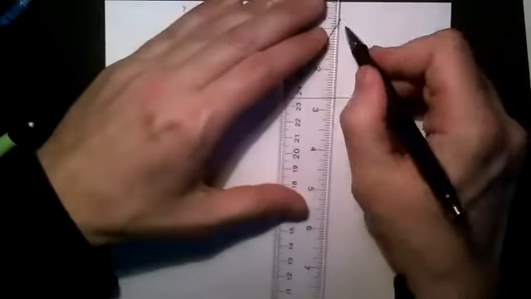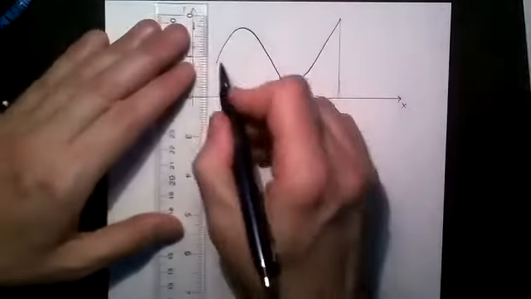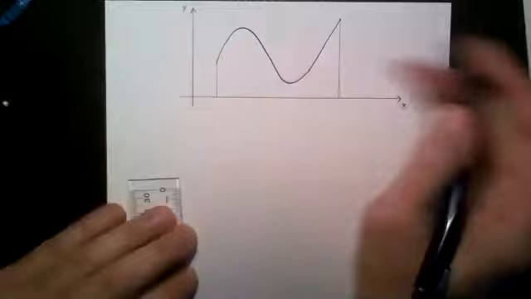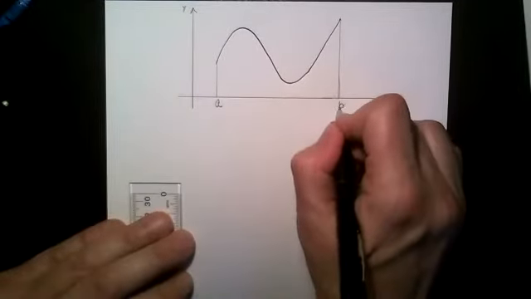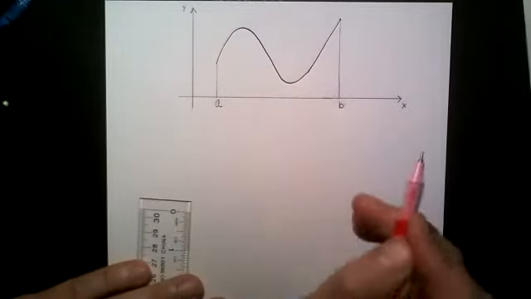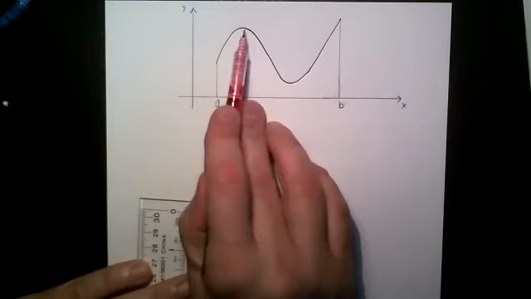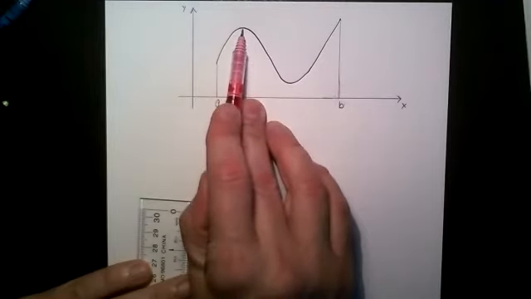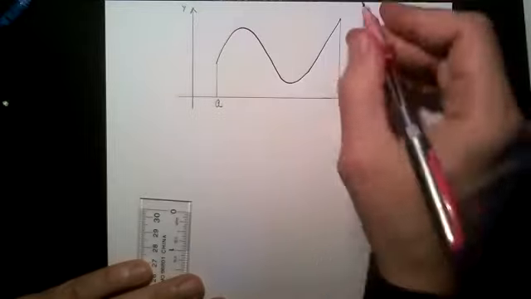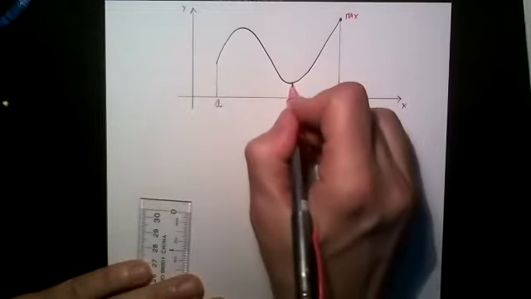Okay, so here's my function from A to B. Okay, so it's continuous. It for sure reaches a maximum value. Where is the maximum value here? Here? No, it's on B. It's on B, right? In this case, here's the maximum value. And the minimum value is here.